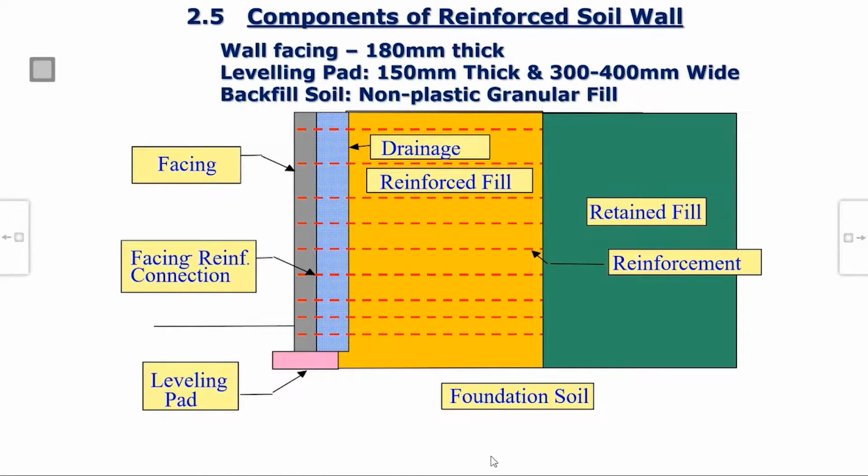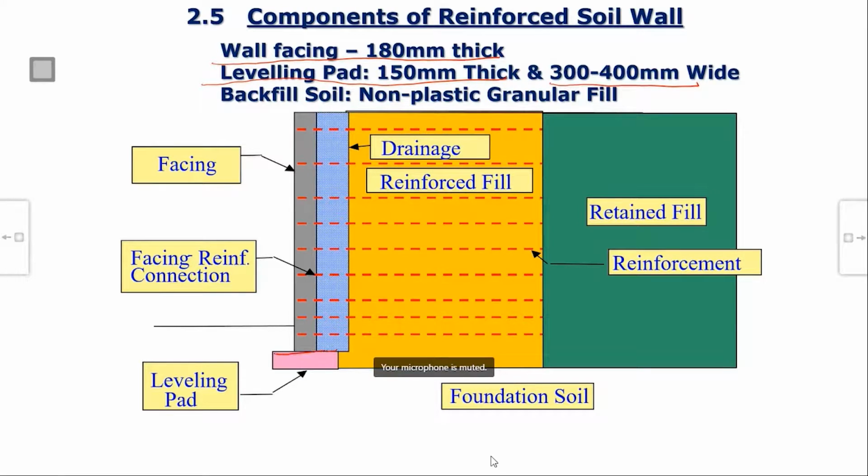Now, if you see the typical dimension, the fascia wall facing is 180 mm thick. Typical. Of course, there are different designs. We'll see again. It's not actually a wall. It is not a load-bearing wall. It is a facade. It is a fascia, which is protecting your reinforcement and giving it anchorage action. It does some other work also. We'll see. Leveling pad, typical dimensions, 150 mm thick and 300 to 400 mm wide.